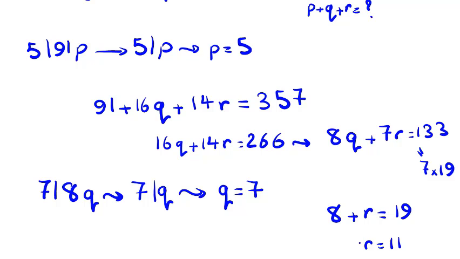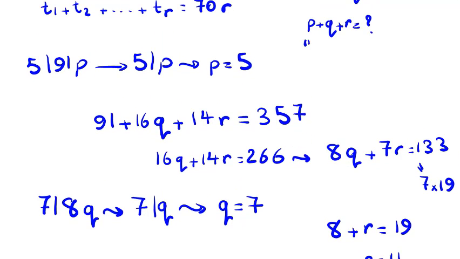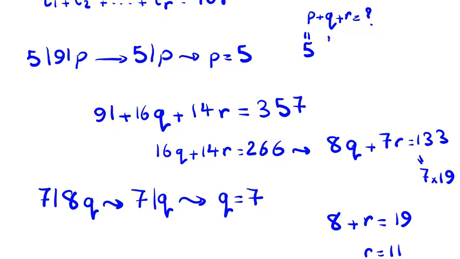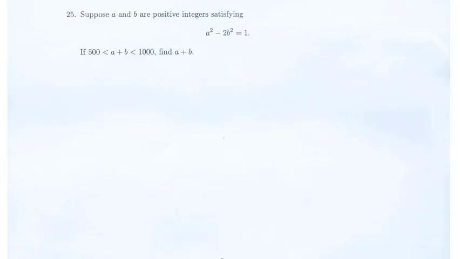The problem says find P plus Q plus R. P is 5, Q is 7, R is 11. So 11 plus 7 will be 18, and 18 plus 5 is 23. So the answer is equal to 23.